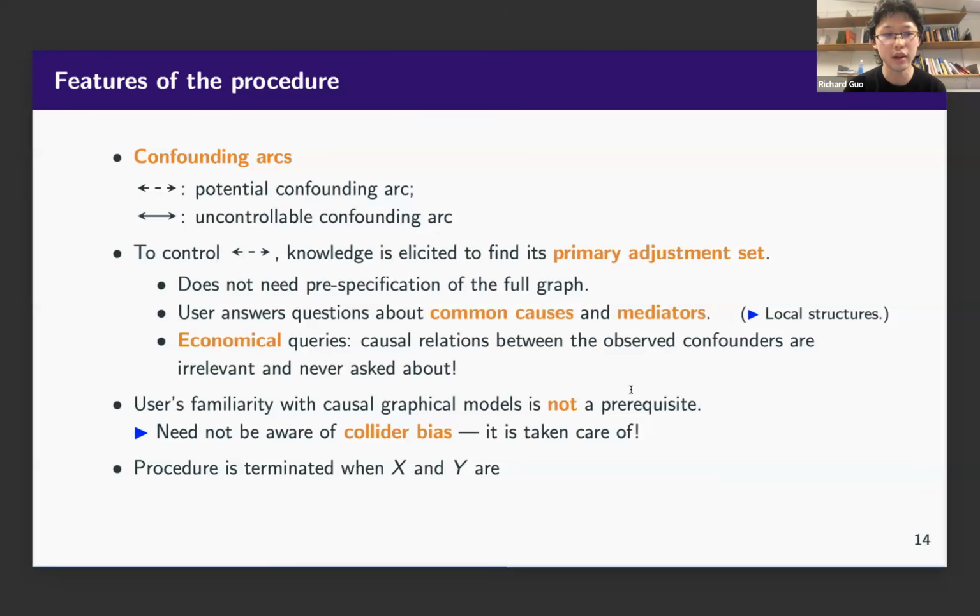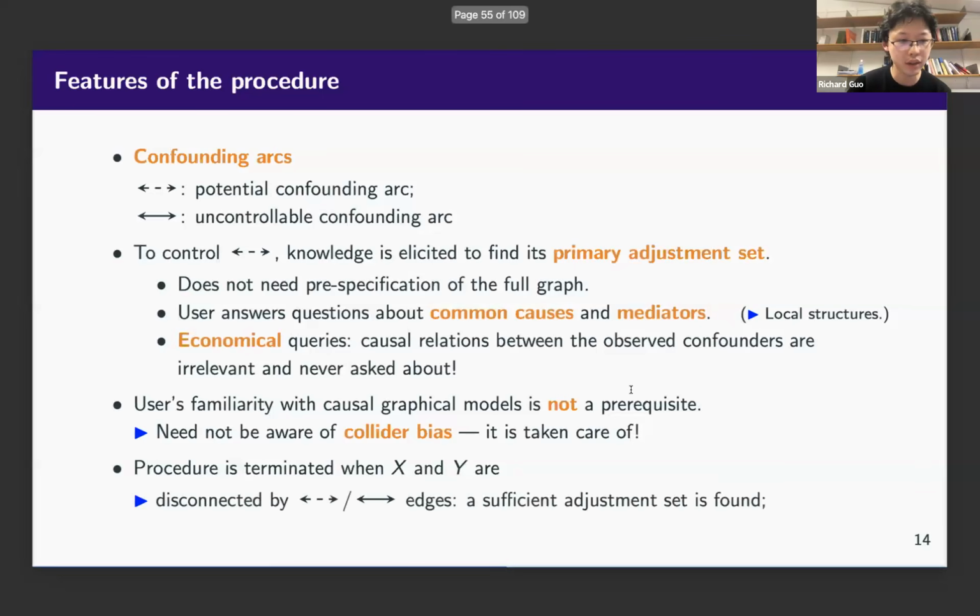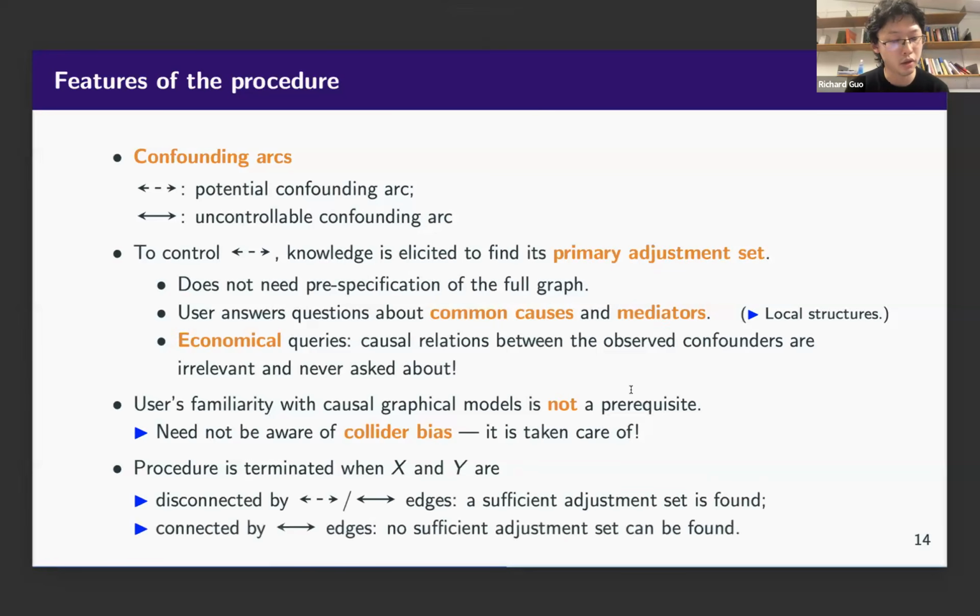There are two ways that the procedure can terminate. The first one is, as we already saw, that X and Y are disconnected by bidirected edges. That means a sufficient adjustment set has been identified. But if you are unlucky or you don't have sufficient observed variables, then you could possibly run into the case where X and Y are connected by uncontrollable confounding arcs. That means no sufficient adjustment set can be found.